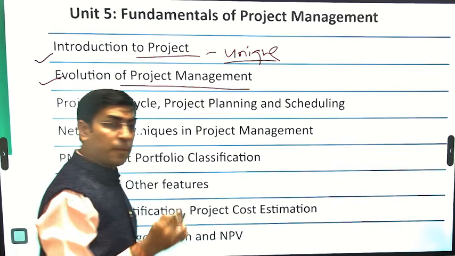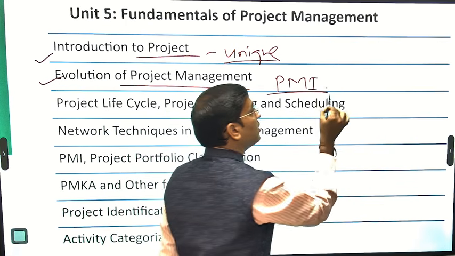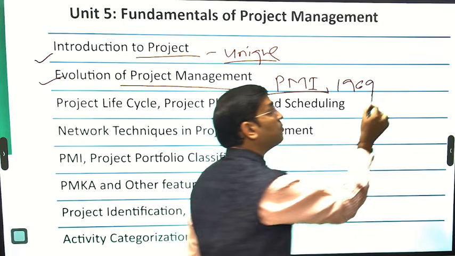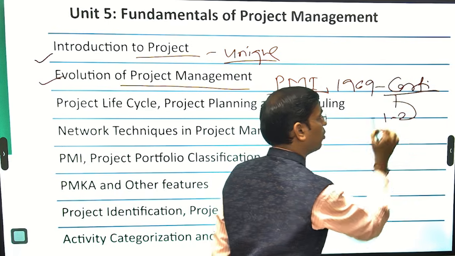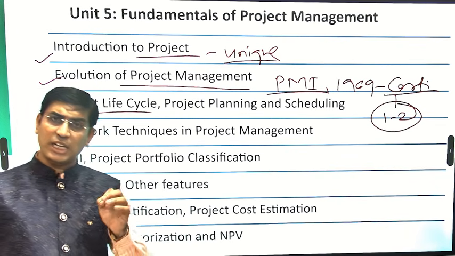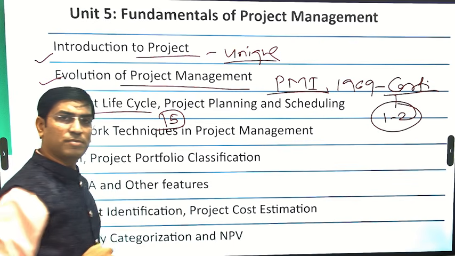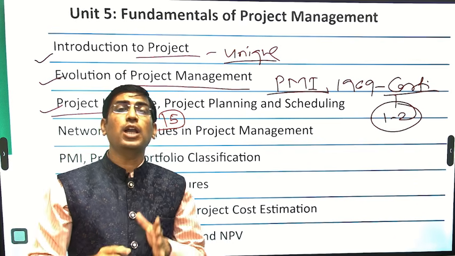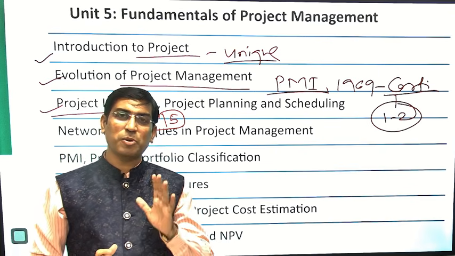Evolution of project management, keep into account the PMI, Project Management Institute. It started in the year 1969, okay? And according to PMI, certain types of certifications are also provided. Last year, 1 to 2 questions came specifically from this domain. Let's move on to PLC, that is project life cycle. It is made up of 5 important steps or stages, from project initiation, followed by planning, execution, monitoring and control, and at last we have closing out, that is project termination.